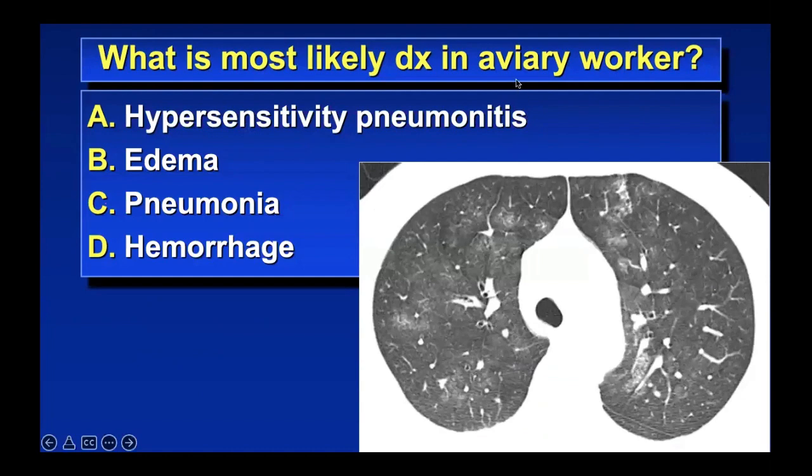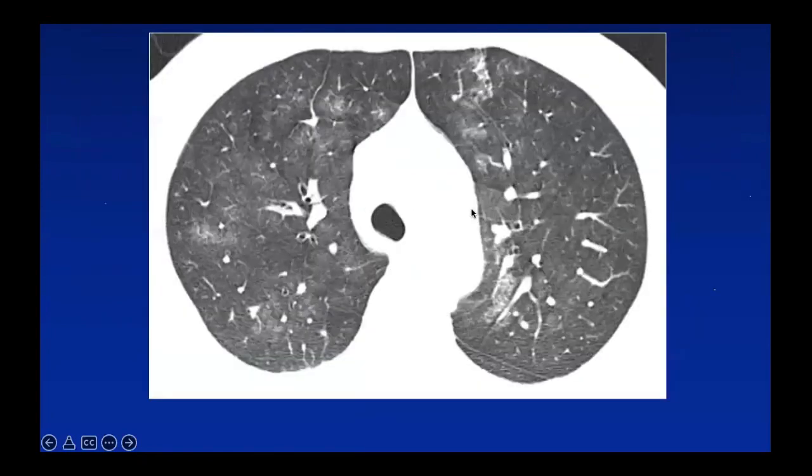So this patient works in an aviary in a birdhouse. So what's the most likely diagnosis? I think we know it's bird fancier's lung, or hypersensitivity pneumonitis, is the disease. And in subacute and acute hypersensitivity pneumonitis, we frequently see the ground glass opacity. Even in the chronic setting, we can see ground glass opacity as the primary finding. Good.